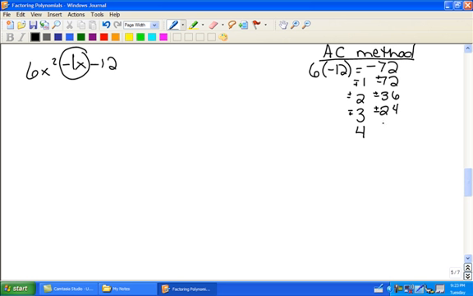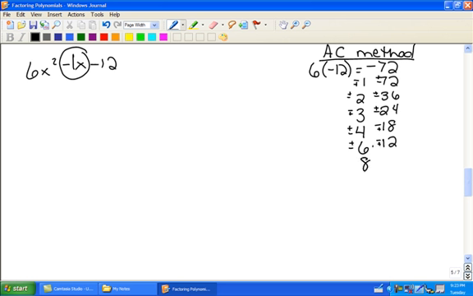4 will go into 72 18 times. If we have one of them a positive and one of them a negative, again, no way we're going to get the 1 that we need. 5 will not work. 6 will work, though. 6 times 12 is going to give us 72. If we take a positive 6 and a negative 12 and add those together, that's not going to work, or a negative 6 and a positive 12.